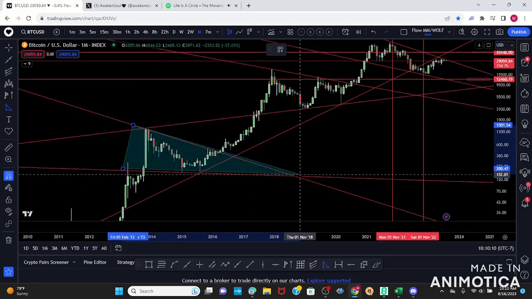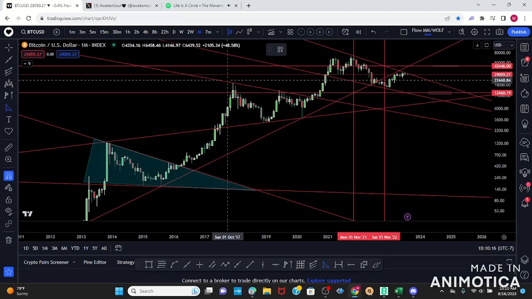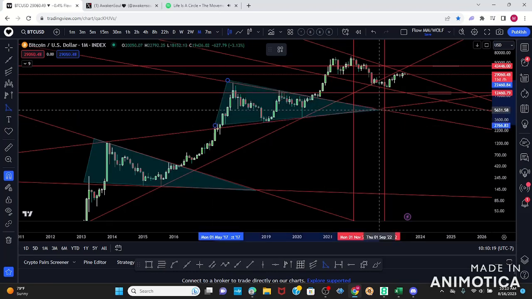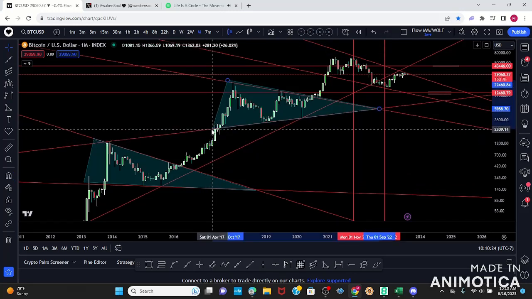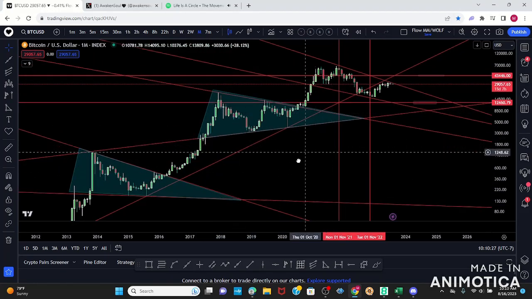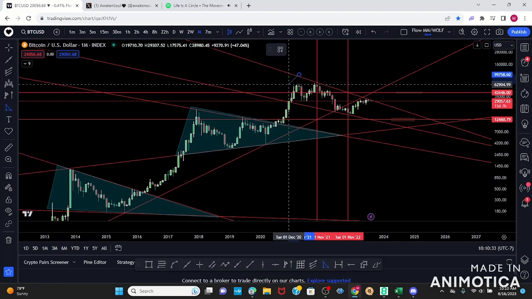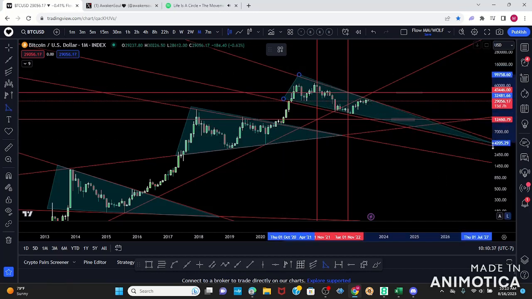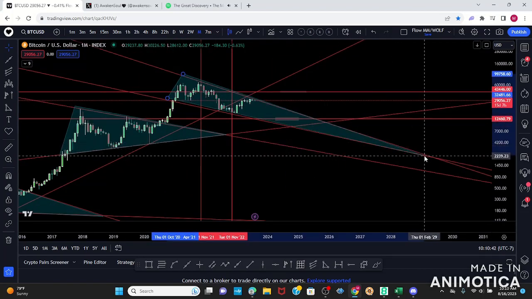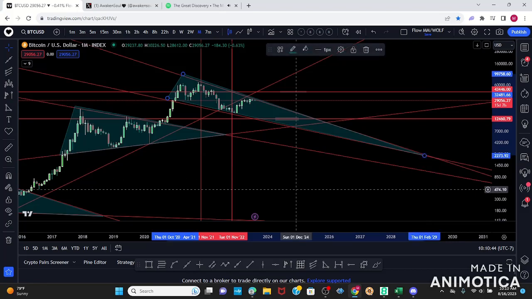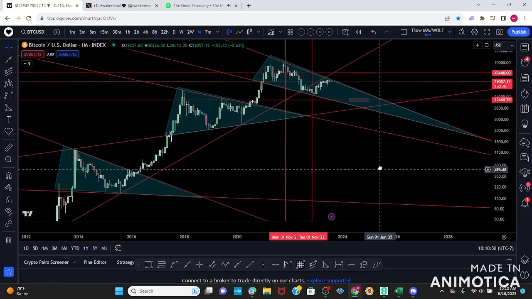I just love to make my charts so cute. I'm such a visual person, and if you resonate with me, you resonate with me. If you don't, you don't. It is what it is. But look at that. So cute.